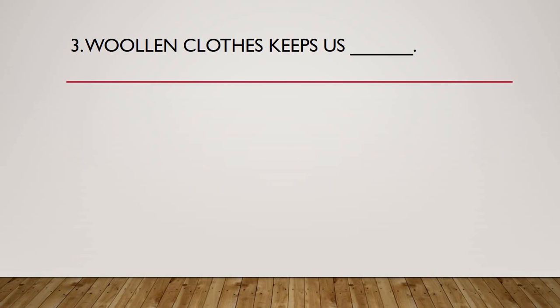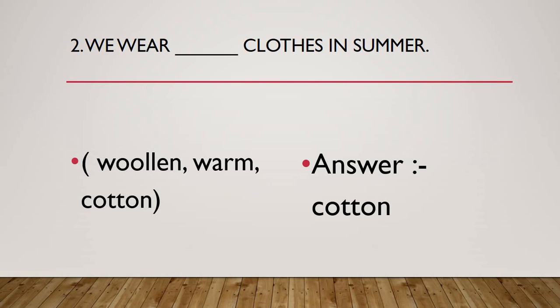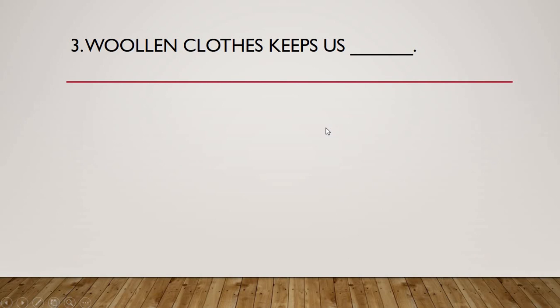Clear enough? Moving on to the next one. Woolen clothes keeps us dash. Now, just now I said before this blank, I'll show it to you again. Woolen and warm are the brother and sister of the same family, like I said. So what should be the correct option? If I don't give you the option, still I'll give you 2 seconds to think.